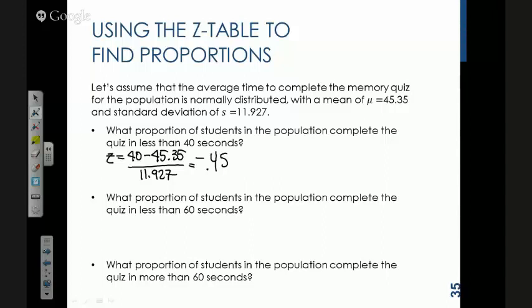Now I always like to draw the curve on these. So if I'm thinking it's normally distributed, and in terms of Z-scores, it's centered at 0, and my Z value is -0.45. The question says, what proportion completed the quiz in less than 40 seconds, or have a Z-score less than -0.45? So that's this area right here. Now what? The table, yeah.